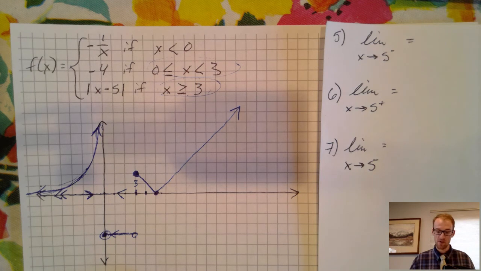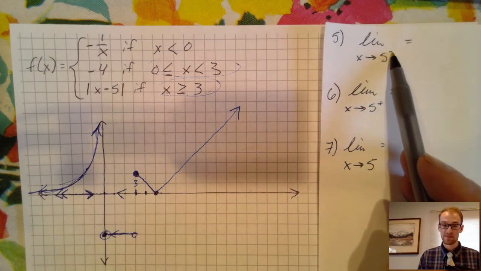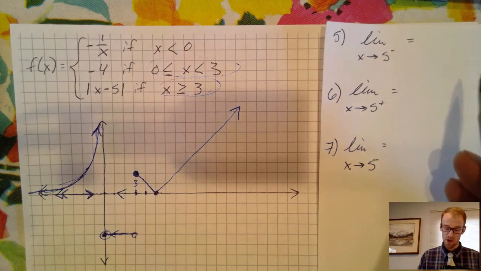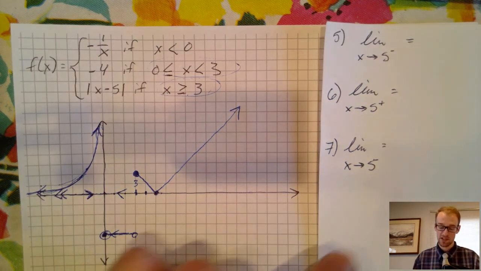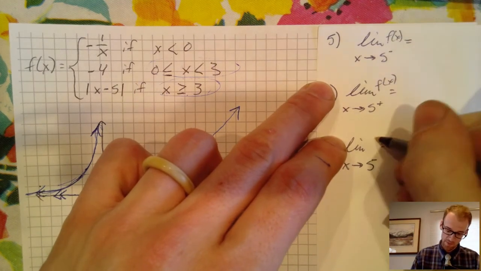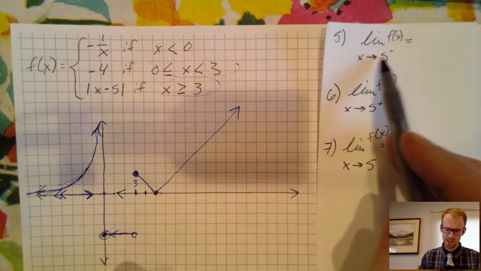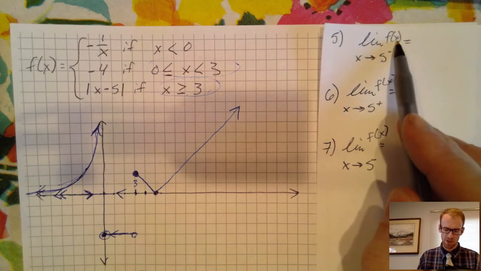Let's see how you did. So as x approaches 5 from the negative side, what is the y value of our function approaching? Now I just realized that I should have written f of x in here for each of these. Oops. I never make mistakes. That's the first mistake I've ever made in my life, I promise. Okay. So as x approaches 5 from the negative side, what does my function approach?